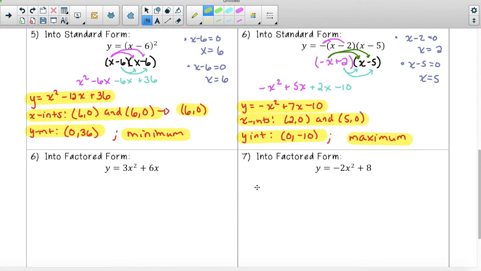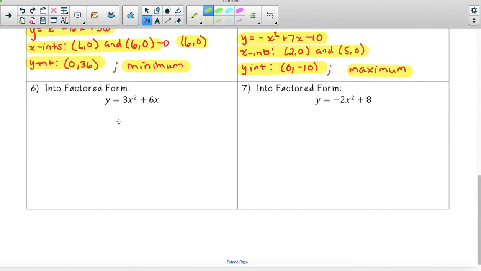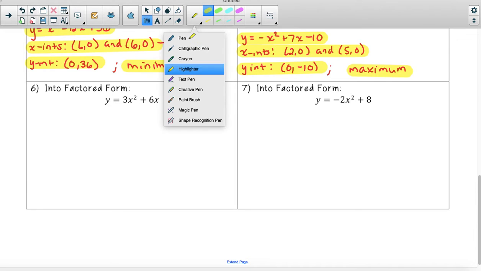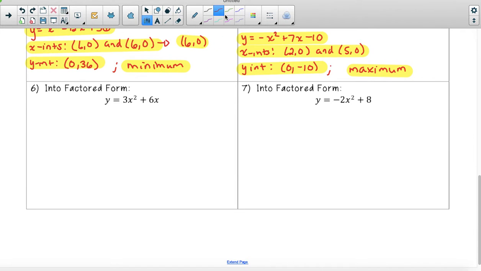These last two problems are to rewrite into factored form. That means we were given standard form, and we're going to find our x-intercepts by putting them into factored form. Our first step is to find our greatest common factor. Our smallest number on here is 3, so I can divide 3 by 3, and we can divide 6 by 3. So our GCF so far is 3.